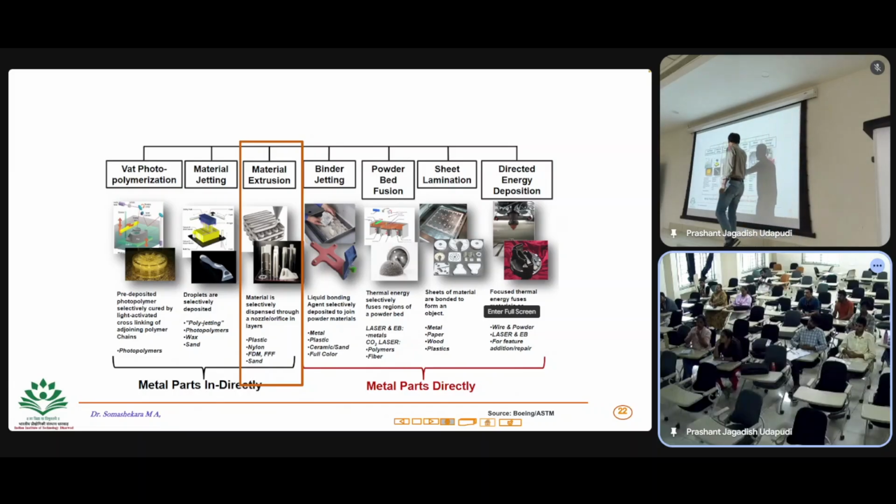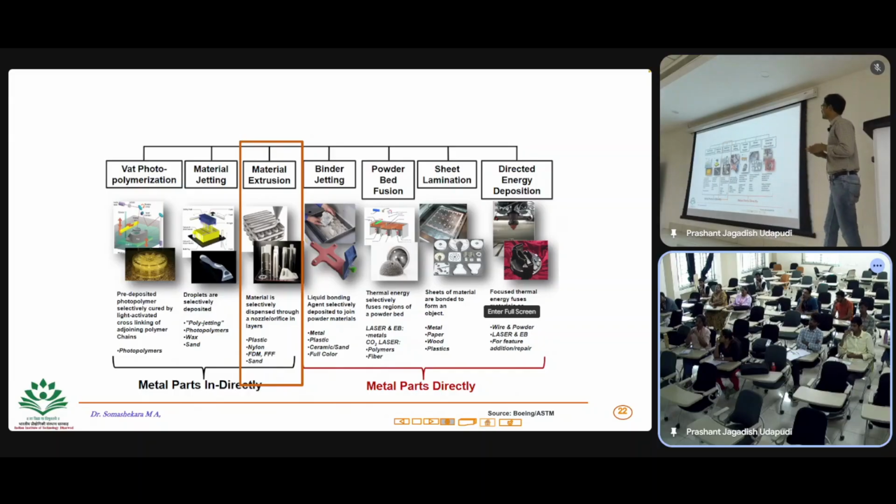But the other four variants, binder jetting, powder bed fusion, sheet lamination, and directed energy deposition, are the metal-based additive manufacturing. Here you can also make polymer-based parts when you use polymer powders and a different binder material for binding them together. And for powder bed fusion, sheet lamination, and directed energy deposition, I think if you see that today, 80% of the metal parts are made by powder bed fusion technologies.